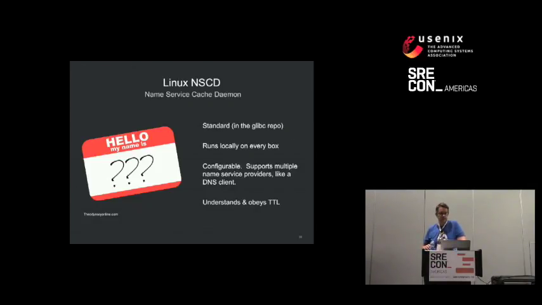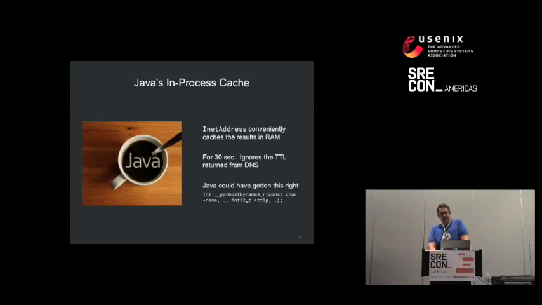It's configurable. It has multiple name service providers, in particular a DNS client. Everybody understands this thing and how it works. And most importantly, it understands and obeys time to live that comes back from DNS queries. So if your DNS server is telling you this record has a 3600 second time to live, 3601 seconds after you query nscd and you query it again, that record will be gone and it will actually talk to the DNS server. So, what about Java? The InetAddress class conveniently caches the results of lookups for you in RAM, in process, for 30 seconds, exactly. There may have been a TTL that the DNS server gave you, whatever, Java doesn't care.